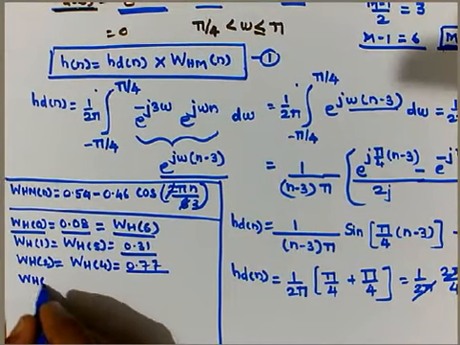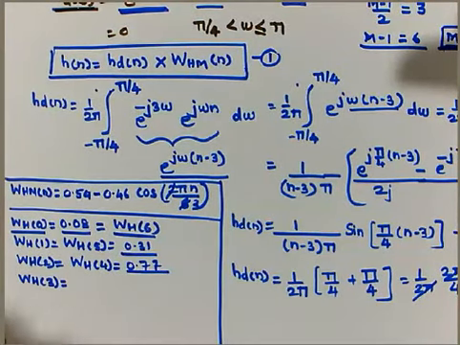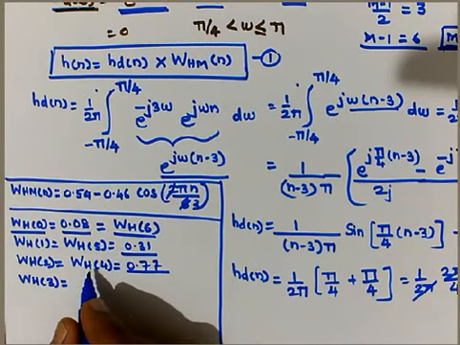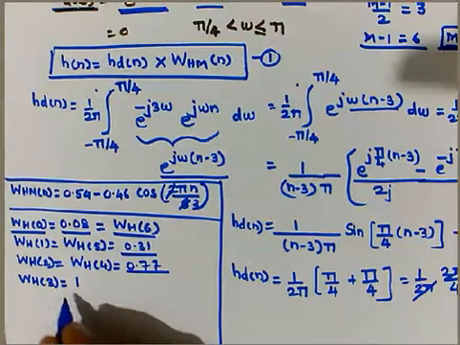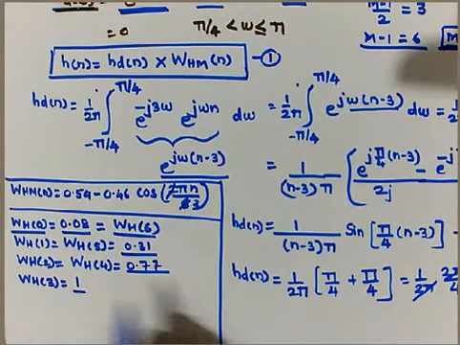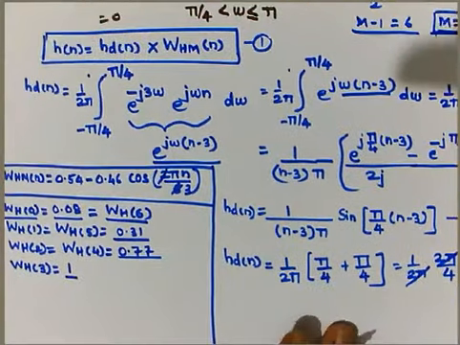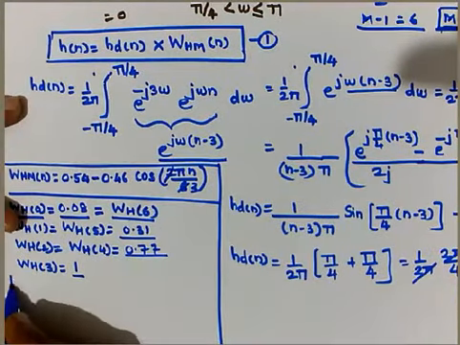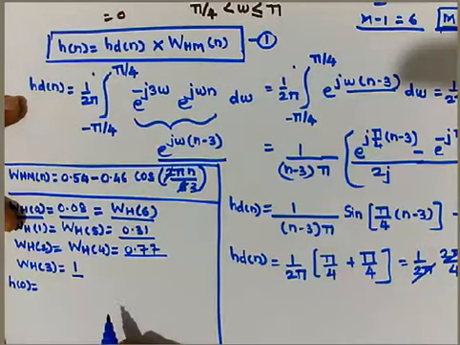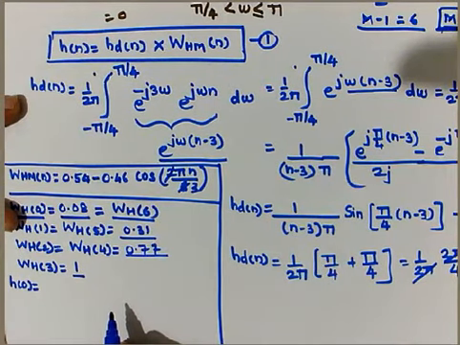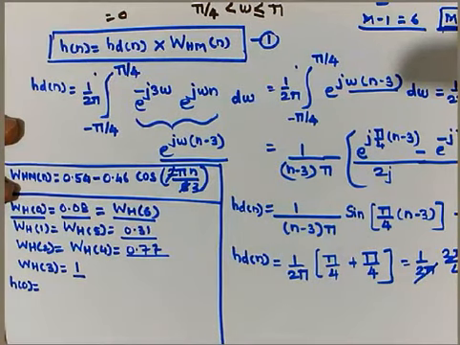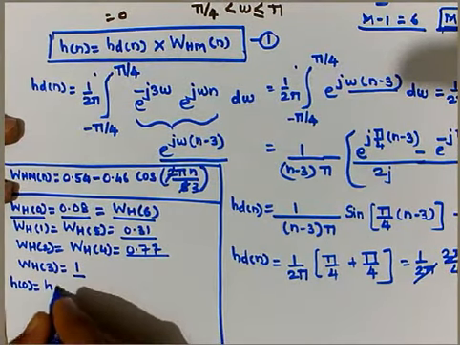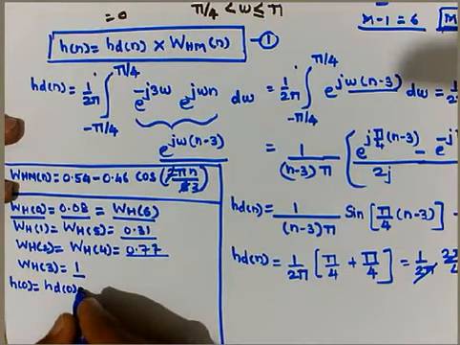What about WH of 3? Just now we calculated it. WH of 3, just put the value. So it is nothing but 1. So at the center it is 1. So this is how we calculated all these values. So to calculate h of 0, hd of 0 into WH of 0.